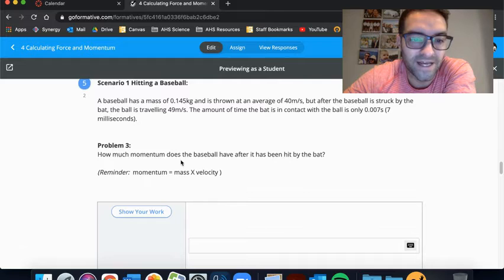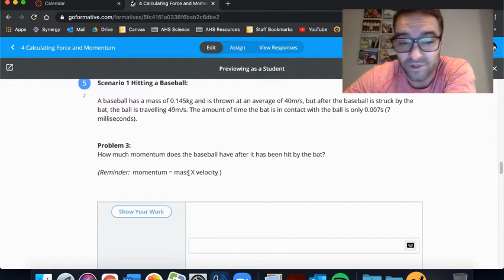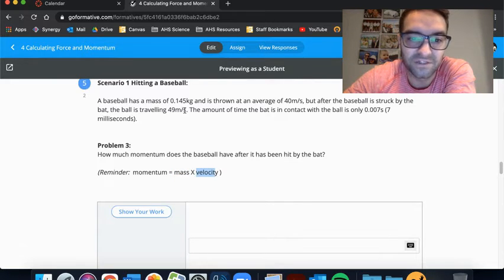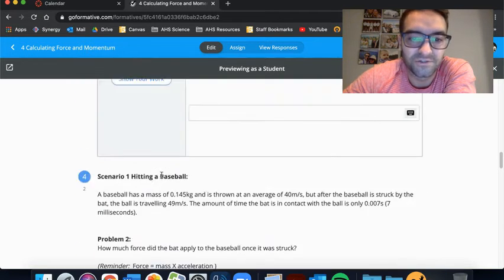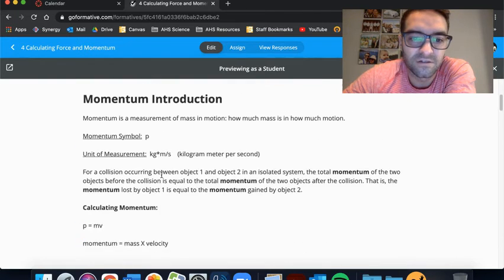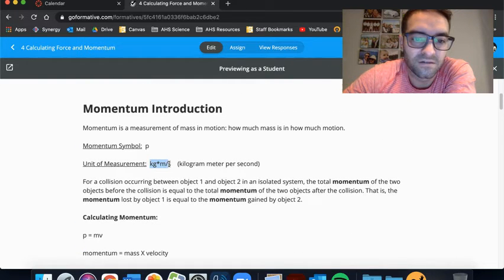And problem 3, how much momentum does the baseball have after it has been hit by the bat? So this one, you actually don't need any of the calculations you did above. It is already in the scenario. You know the mass, you know the velocity after it was struck by the bat, and so you can then calculate how much momentum it has. And don't forget to use the proper units, which will always be kilogram meter per second.